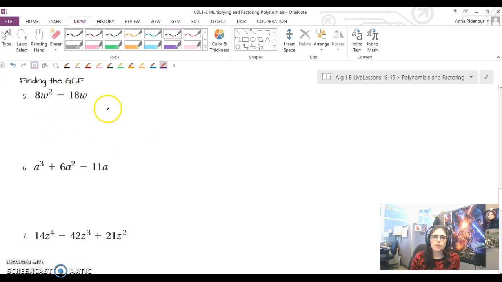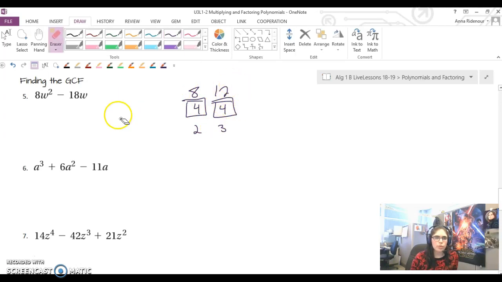So for example, if you have, let me think of a good one. If you have 8 and 12, you can divide both of those by 4 and get integers. So 8 divided by 4 gives you 2, 12 divided by 4 gives you 3. So 4 is the greatest common factor because there's nothing that I can divide 8 and 12 by evenly that's bigger than 4. So 4 would be the greatest common factor.